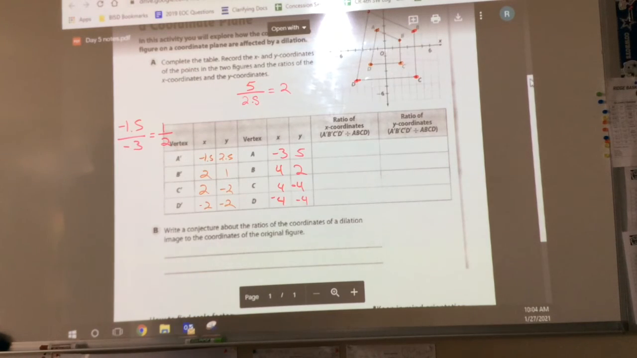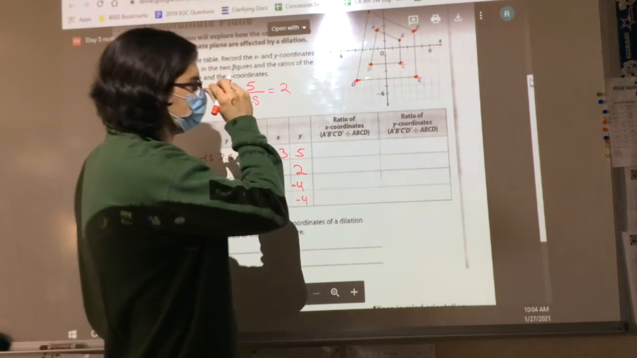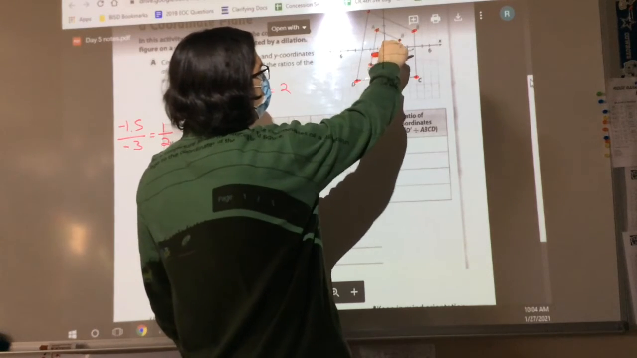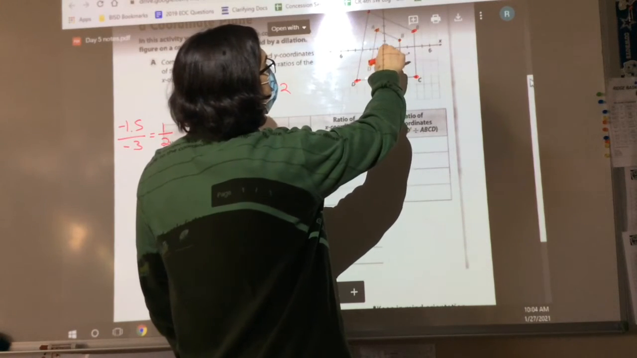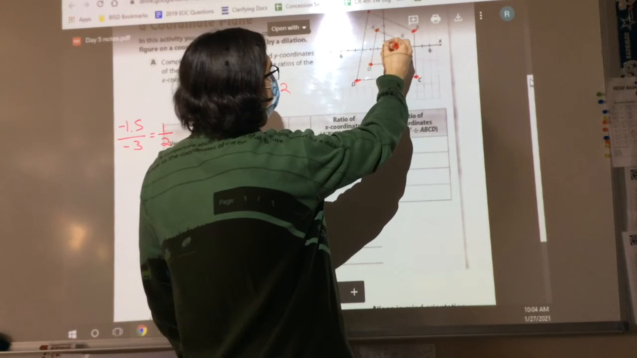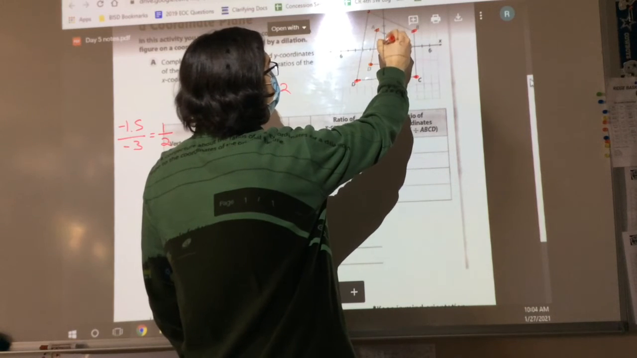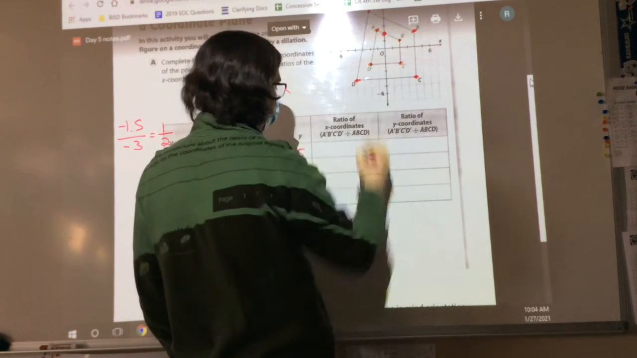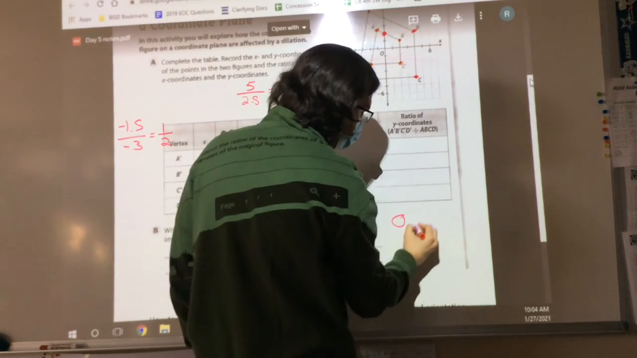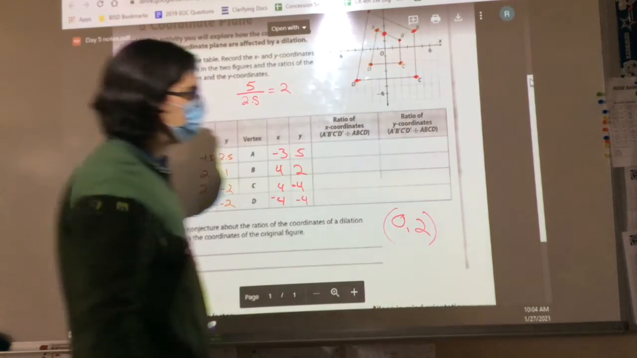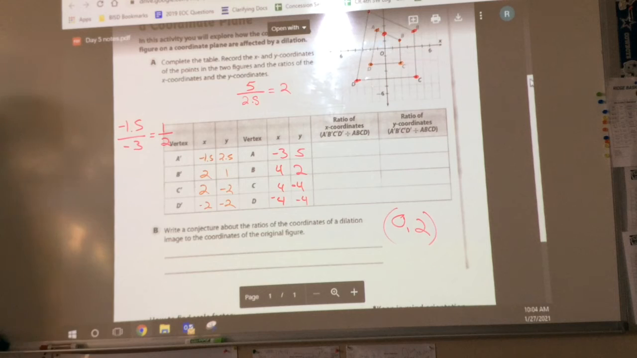Okay, so here's what I want you to do. I'm going to give you a random point from this smaller figure. So I'm going to give you 0, 2. Can you tell me what that point's going to be on the bigger figure?